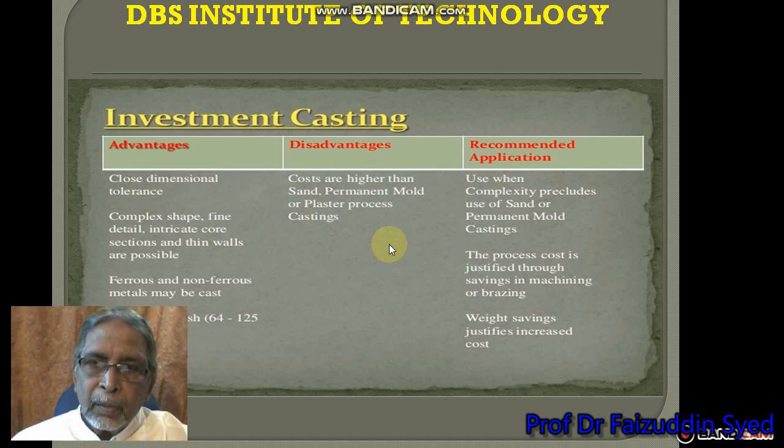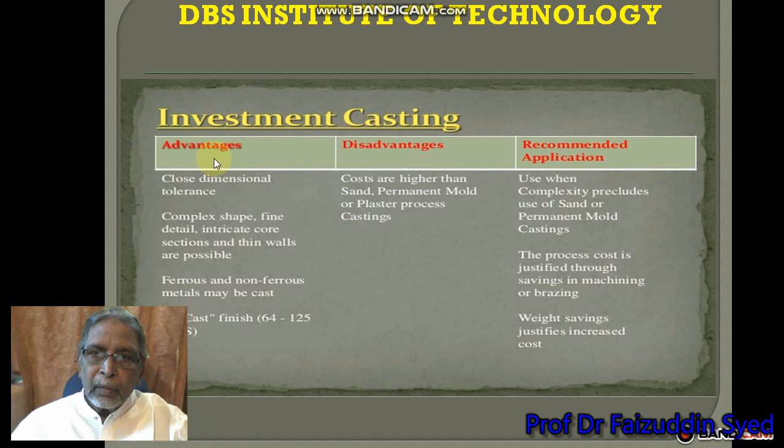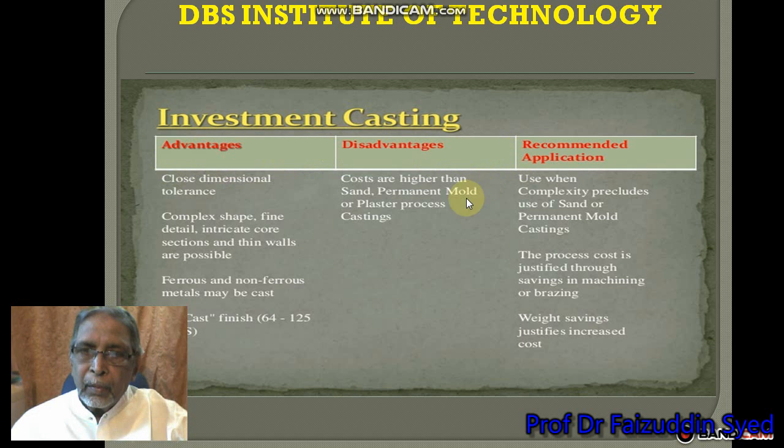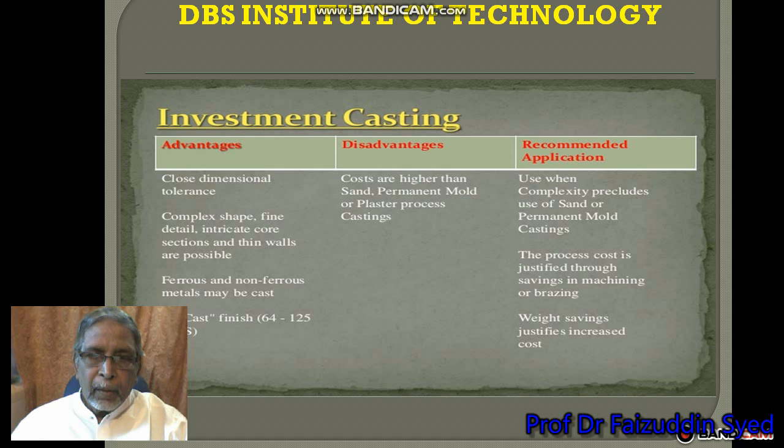Now you are going to see the advantages and disadvantages of investment castings. What are the advantages? We can get close dimensional tolerances in this process. We can make complex shapes, fine details, intricate core sections and thin walls in this process. We can cast ferrous and non-ferrous metals.